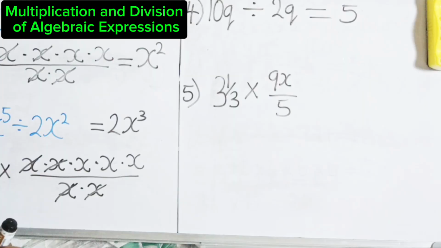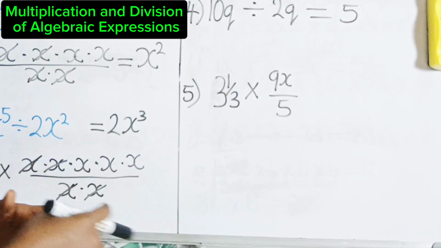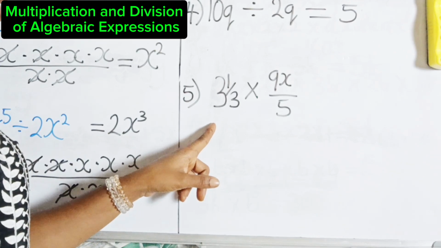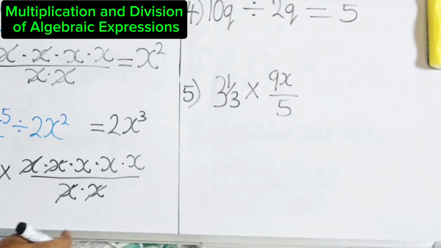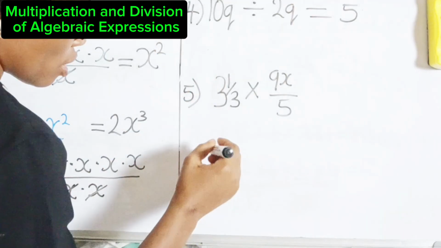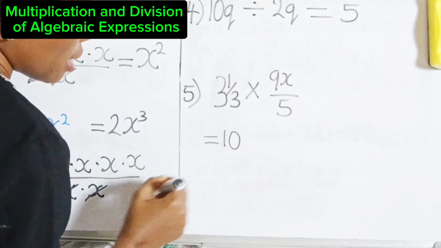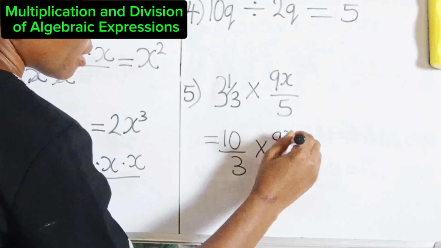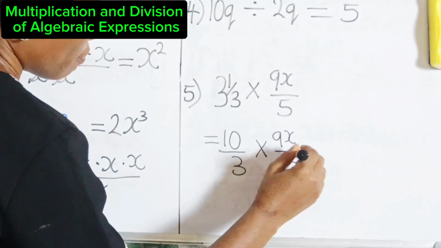Okay, so let's see question number 5. We have 3 whole number 1 over 3 times 9x divided by 5. So it looks quite complicated, but it's very simple. Now the first thing we're going to do is to change this mixed number into an improper fraction. How do we do that? 3 times 3 is 9. 9 plus 1 is 10. So this is equal to 10 divided by 3 times 9x divided by 5.